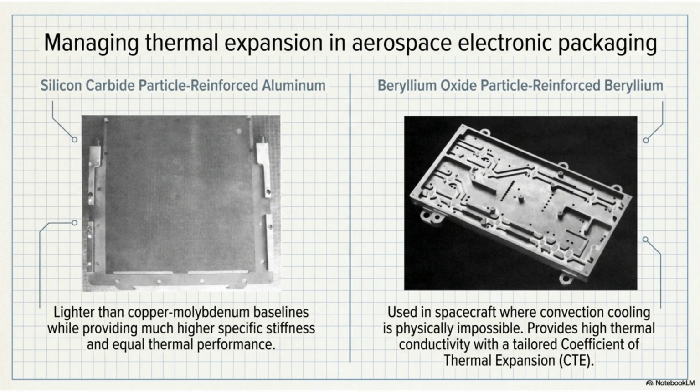Managing thermal expansion in aerospace electronics is critical. Silicon carbide reinforced aluminum is lighter than copper molybdenum baselines, offering higher specific stiffness and equal thermal performance. Beryllium oxide reinforced beryllium is used in spacecraft, where convection cooling is impossible, providing high thermal conductivity with a tailored coefficient of thermal expansion.